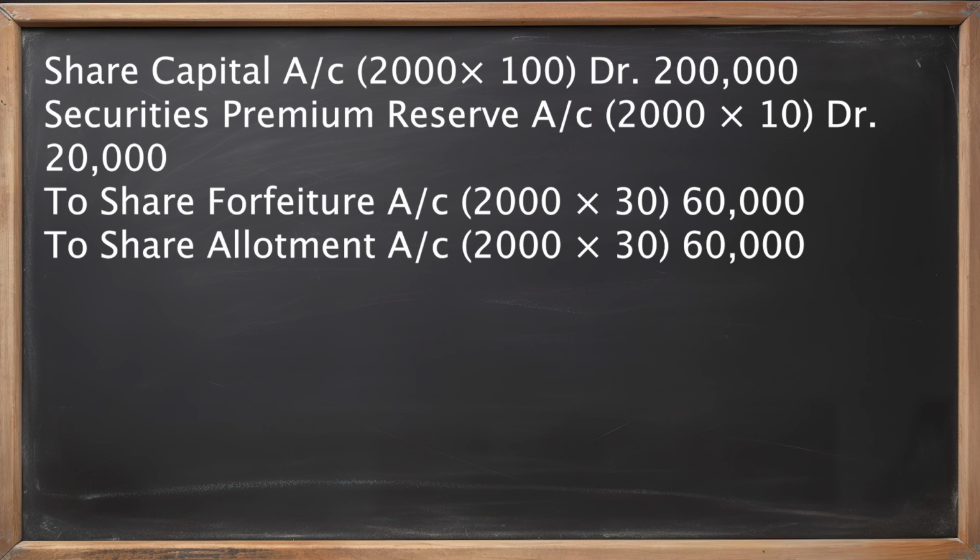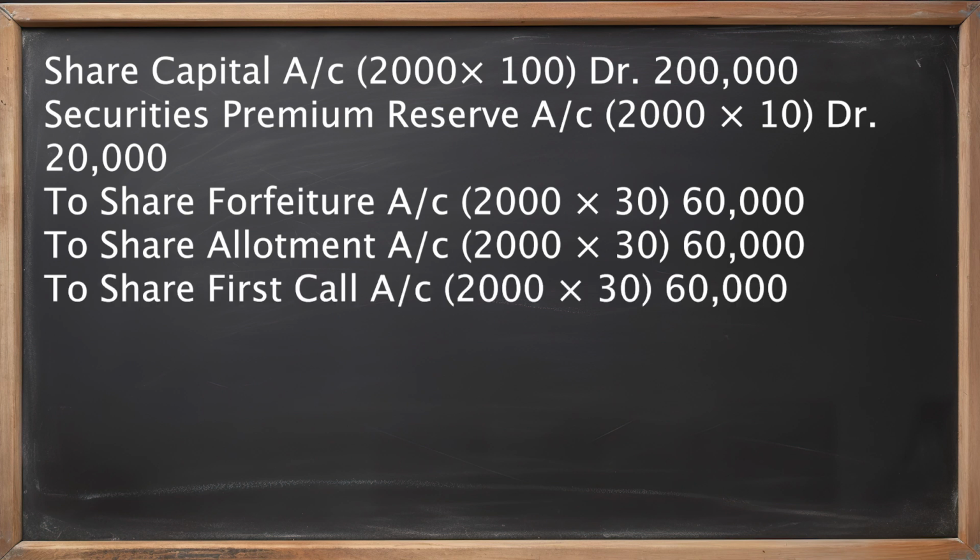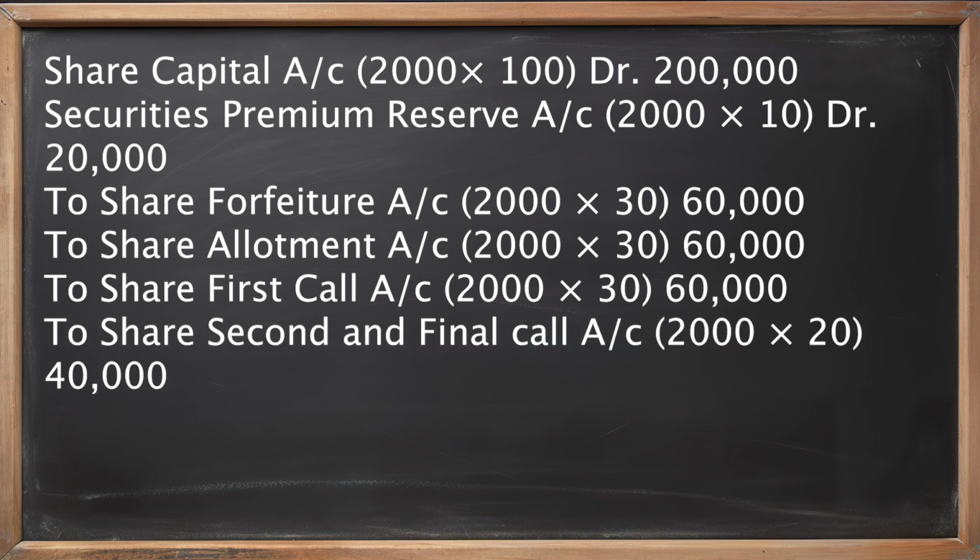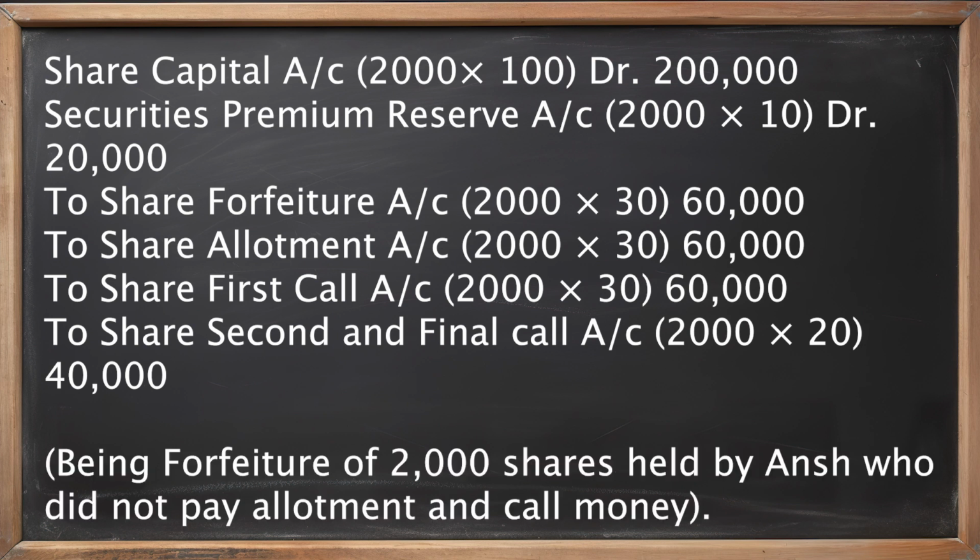To share allotment account, 2000 shares multiplied by 30 rupees, that is rupees 60,000, which is the amount of call in arrear. To share first call account, 2000 multiplied by rupees 30, that is rupees 60,000, it is also the unpaid call amount. To share second and final call account, 2000 shares multiplied by rupees 20, that is rupees 40,000, it is also the unpaid called amount. The narration is being forfeiture of 2000 shares held by Ansh who did not pay the allotment and call money.